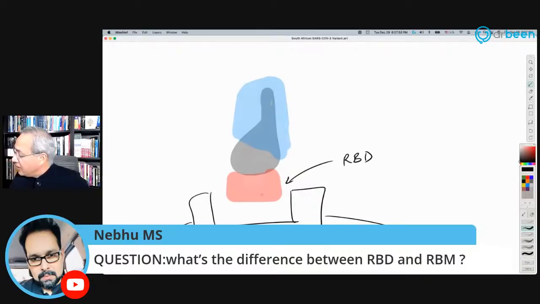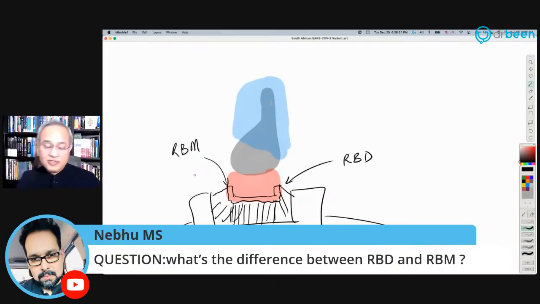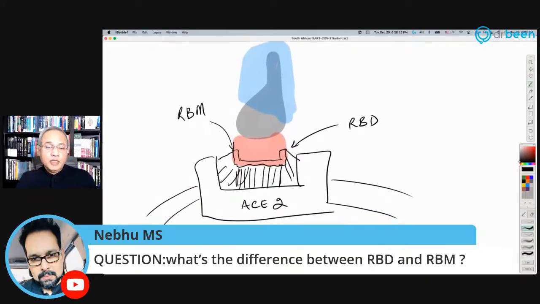Now that part of the RBD that actually connects with the ACE2. Out of this red block, not every protein here connects with the ACE2. Instead, this area connects with the ACE2. That area that connects with the ACE2 enzyme is specifically called the receptor binding motif, RBM. So whenever there is a mutation of the receptor binding motif, that actually means a mutation in the receptor binding domain, because that is the bigger chunk of the spike protein, and within that the connecting parts to ACE2 are called receptor binding motifs. I hope that clears that.